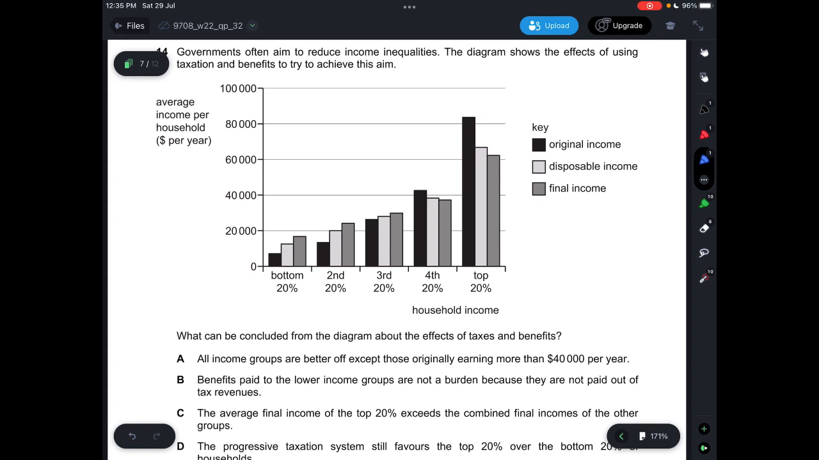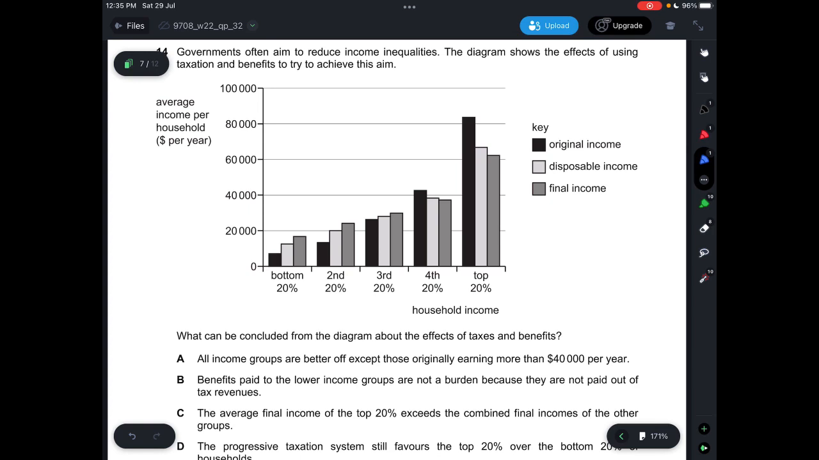Disposable income is around maybe 16,000, then the final income somewhere around 18,000. The second is somewhere along those lines, with a slightly increased value. And then the third one, you can see that the disposable income is somewhat closer to the original income, and the final income is not as high as it should be.